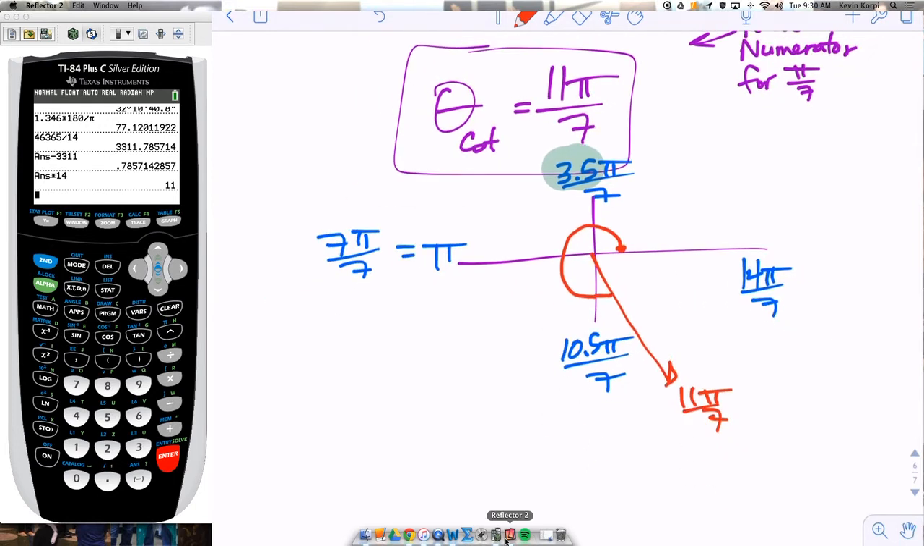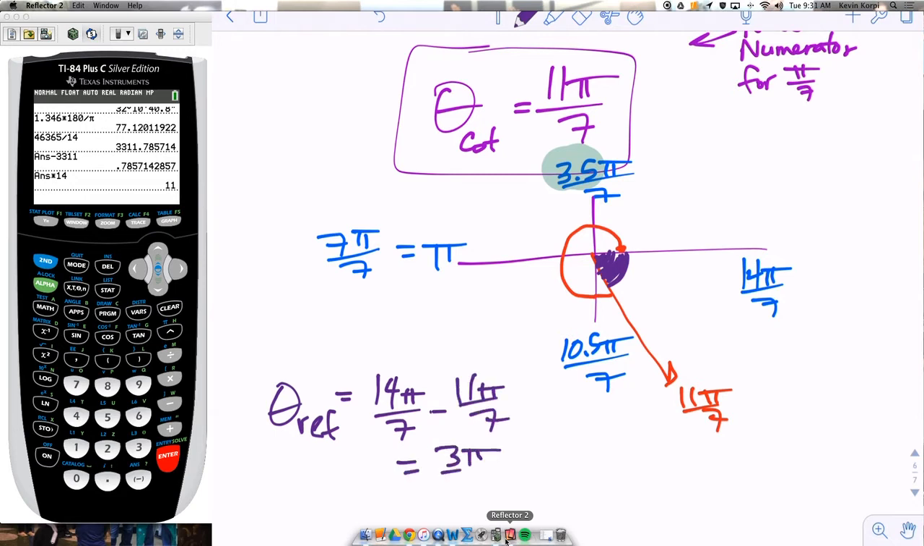And now that you have it drawn, it is super easy to determine what the reference angle is. Remember, it's the measure of rotation between the terminal ray and the closest x-axis, which is 14 pi sevenths, yes? So, if I'm at 11 pi sevenths and I need to get to 14 pi sevenths, all I got to do is rotate how much more? 3 pi sevenths. So if you want to show the math, it's 14 pi sevenths minus 11 pi sevenths, which equals 3 pi sevenths. There you go.